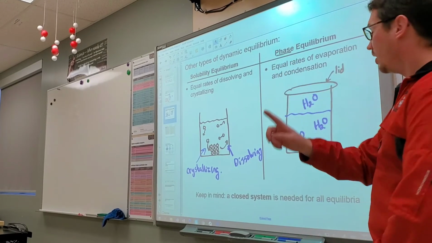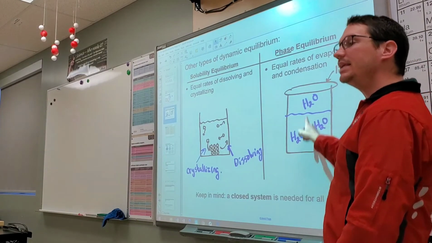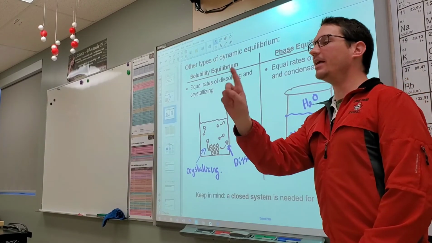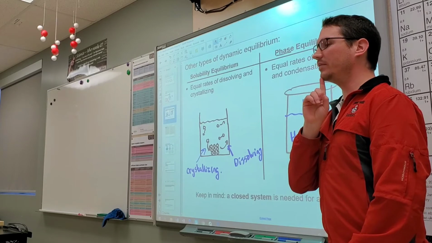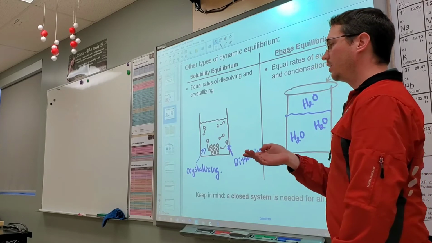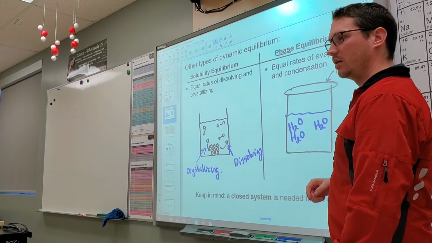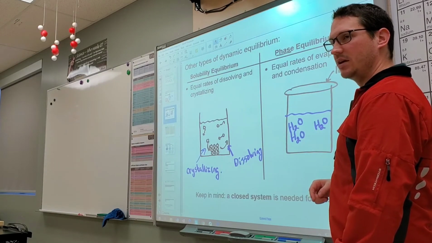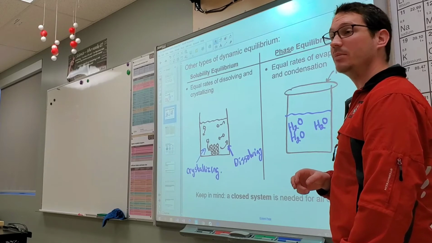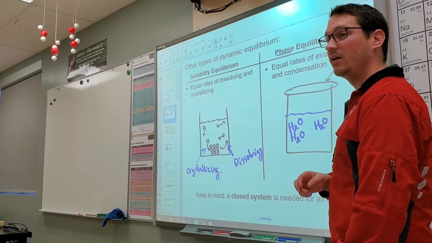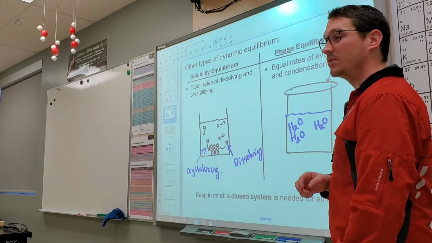So now, this water molecule leaves. And if it ever loses a little bit of energy, what will happen? It'll condense back into the water. Does that kind of make sense? Do you see the two opposite processes that are happening right now? What are the two opposite processes?